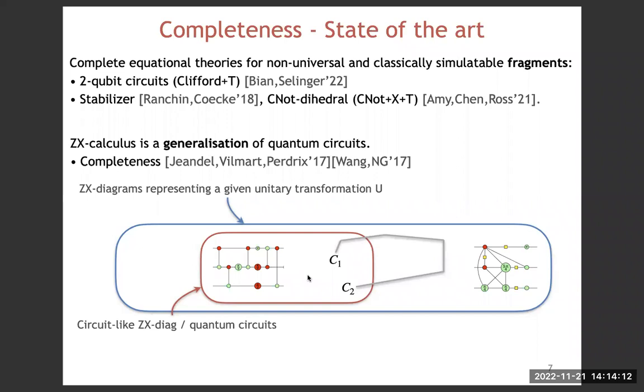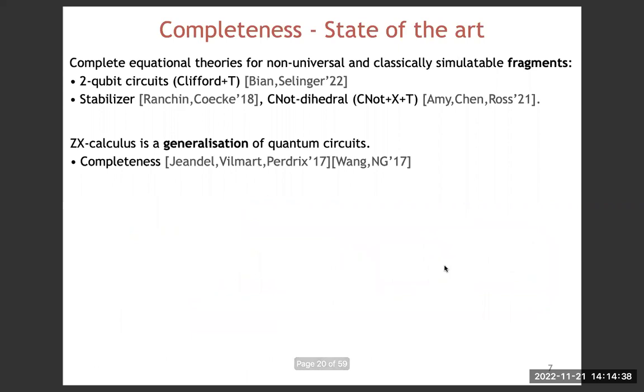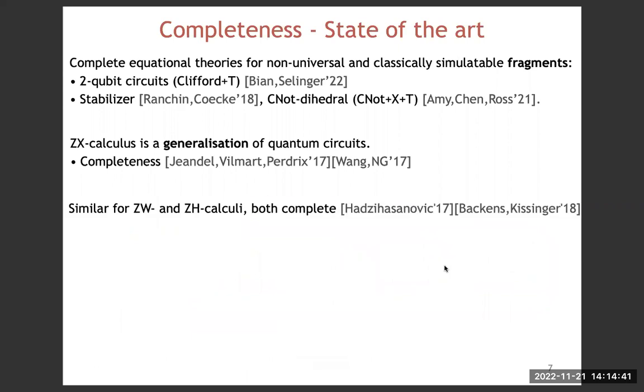And I don't really know how to push this element and stay in this red part. I've tried, but I didn't succeed. Maybe there is a way, but at the moment, I don't know how to do this. We cannot derive a completeness result for quantum circuits using ZX calculus at the moment, at least. So this is the picture for ZX calculus. There are other graphical languages, ZW, ZH. They are all proved to be complete now, but it is a very similar situation. We don't know how to derive a completeness result for quantum circuits using these languages.